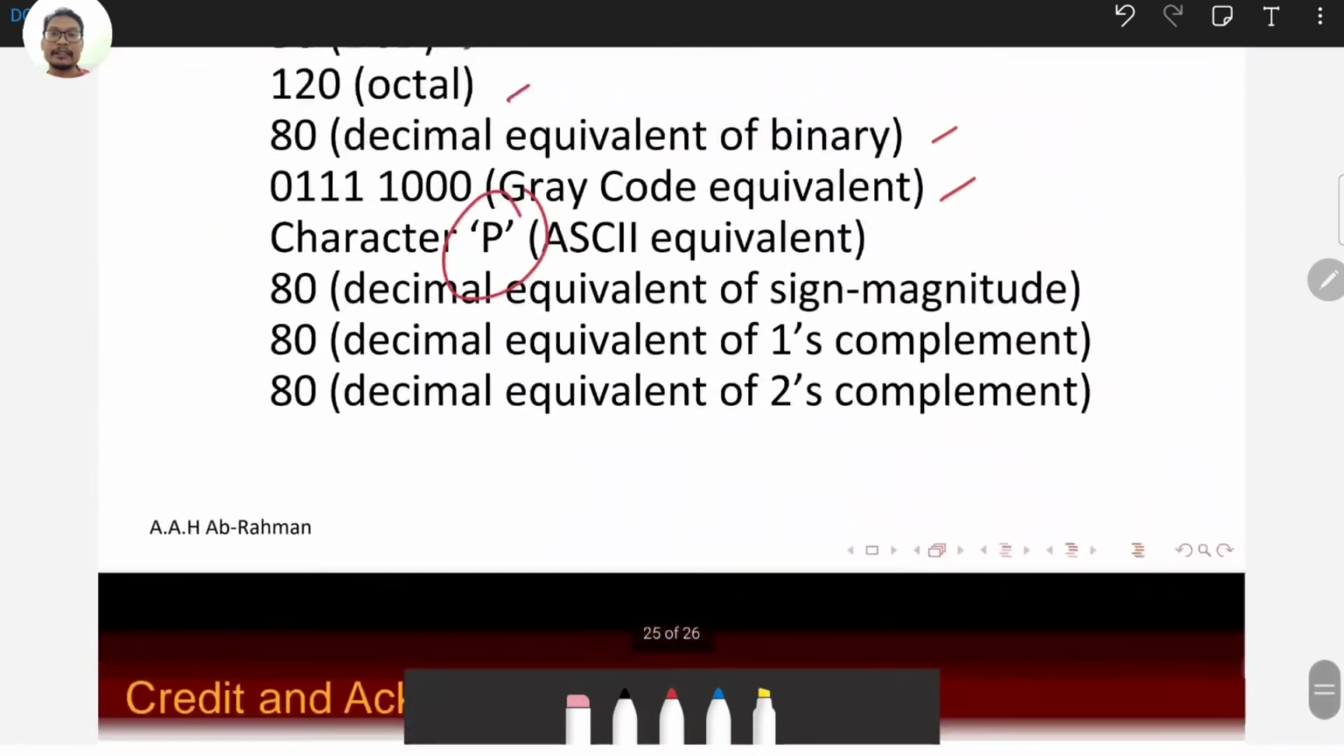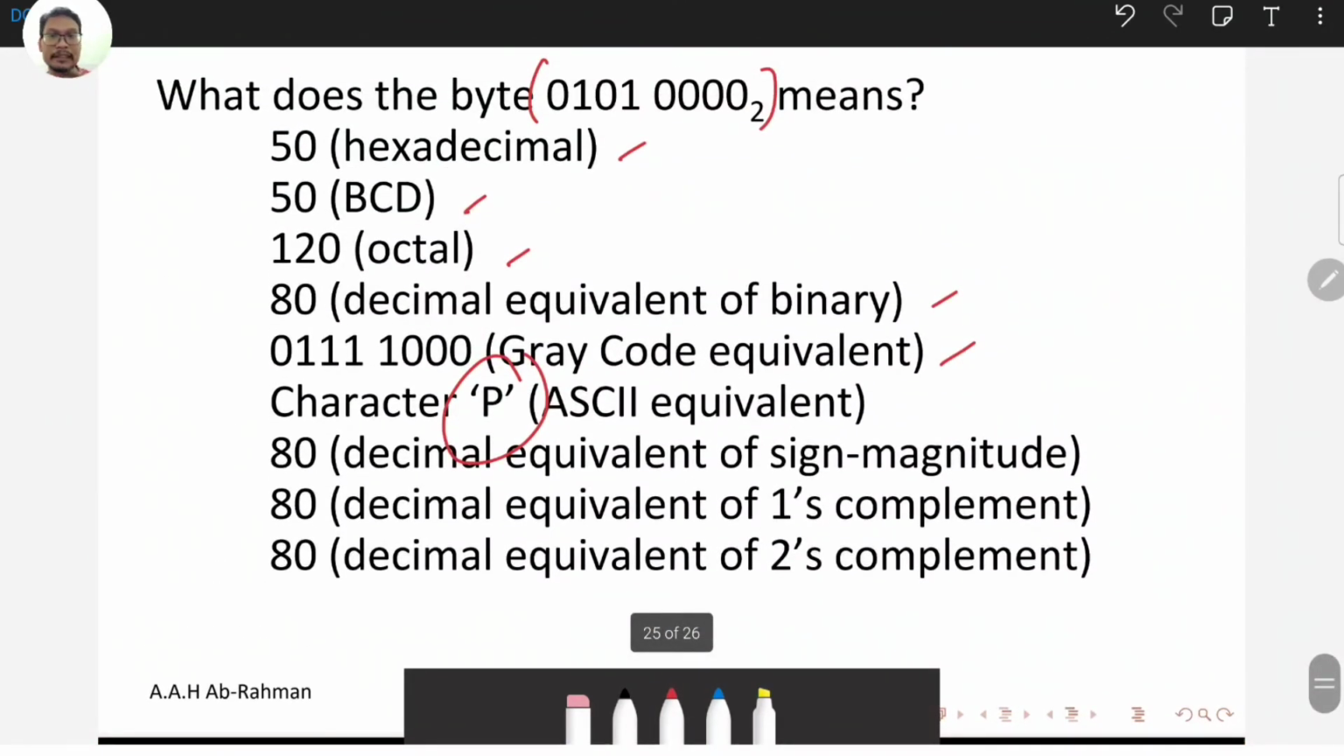So I think that's it for this week's lecture, and we are done with the number systems. In the next part, we are going to look into Boolean algebra and some logic gates.